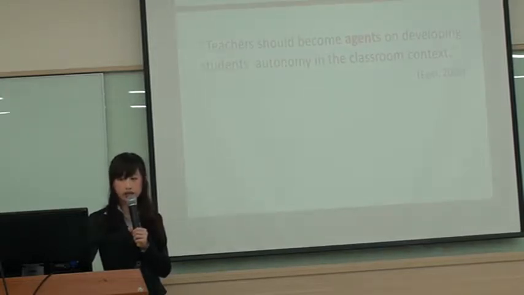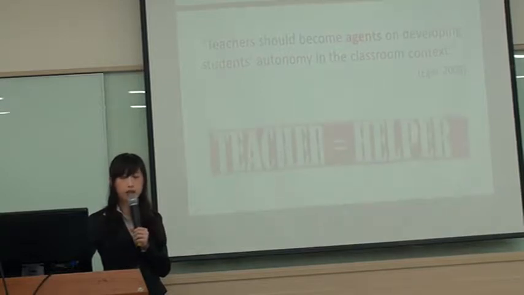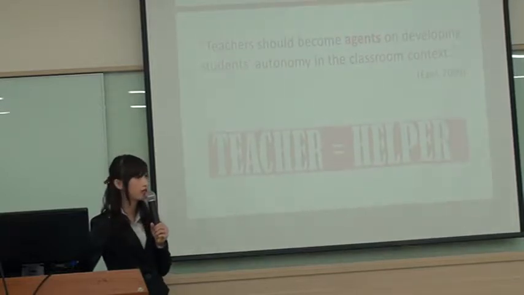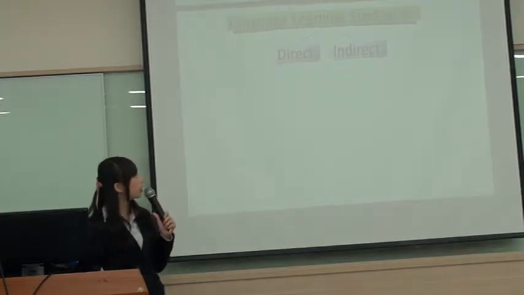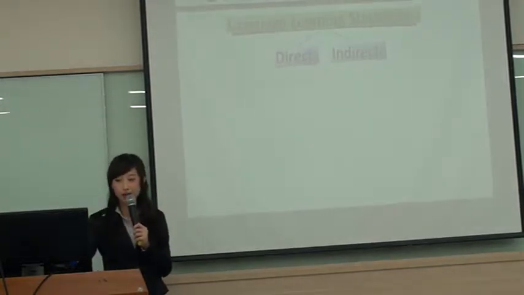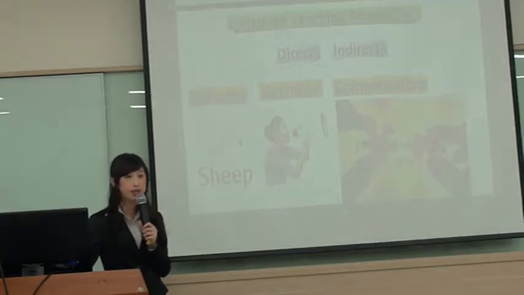According to EO, teachers should become agents in developing students' autonomy in the classroom context. That means teachers should be a helper in the student learning process. The last one is language learning strategy. Oxford divided them into two main classes, that's direct and indirect. Direct part, there are three sections. They are memory, cognitive, and compensation strategy.